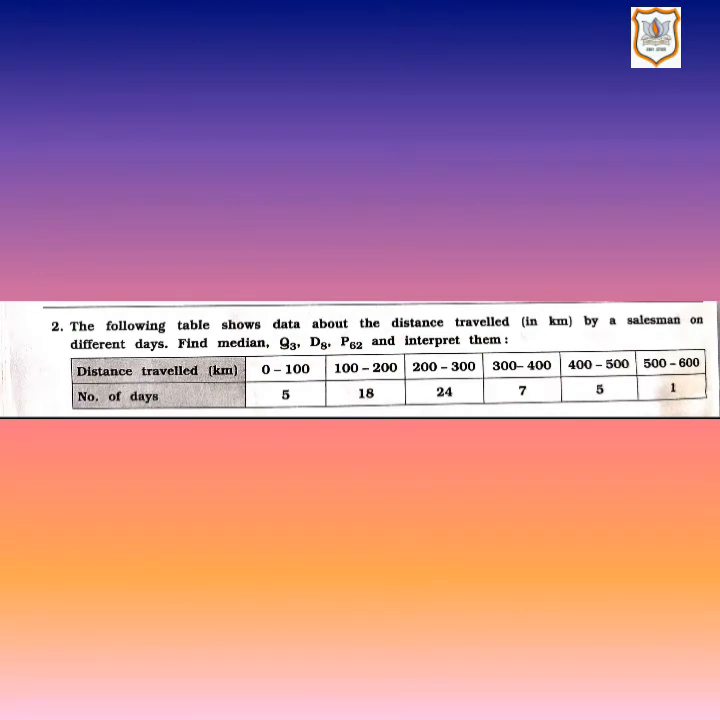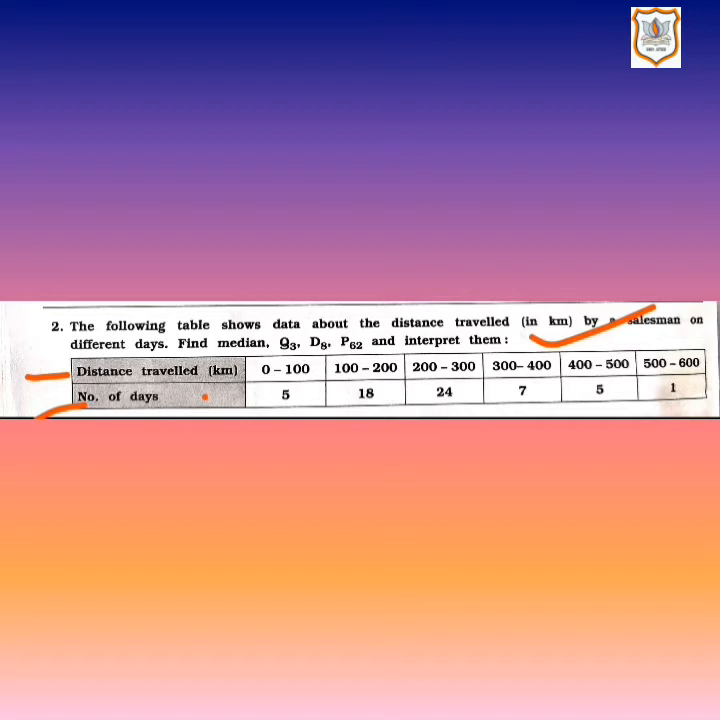Now let's solve sum number 2. Let's read the question. The following table shows data about the distance travelled in kilometers by a salesman on different days. Find median, Q3, D8, P62 and interpret them. So here distance travelled is given and number of days is given. Number of days, that is frequency. So this is a continuous frequency distribution sum.